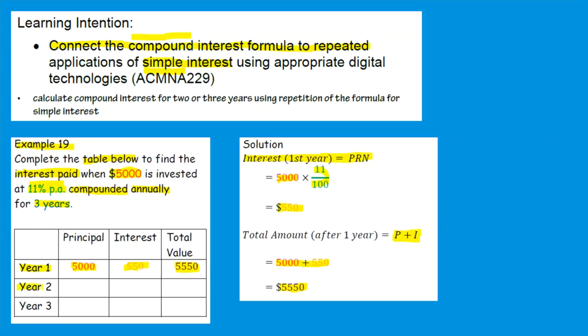Now you'll notice with year 2, we need to find the principal. For compound interest, we actually add the interest on. So the principal changes to this number, which comes from the total value in the table. This number here moves down to here in the table. And then we repeat the process.